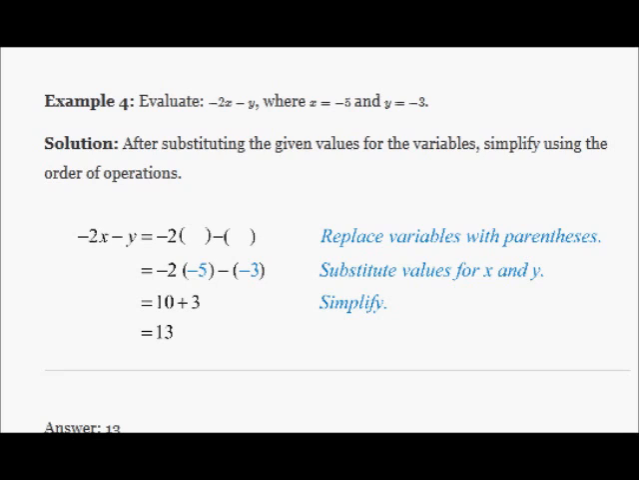So let's evaluate negative 2x minus y, where x equals negative 5 and y equals negative 3. Okay, so we have negative 2 times something, which is x, minus something, which is y. So negative 2 times x is negative 2 times negative 5. Negative 2 times negative 5 is positive 10. And then after that, we want to subtract y from that. So we're subtracting negative 3, which means we're adding positive 3. So 10 plus 3 is 13.